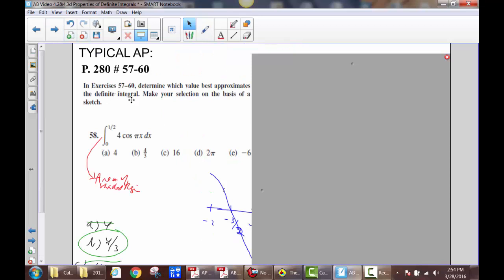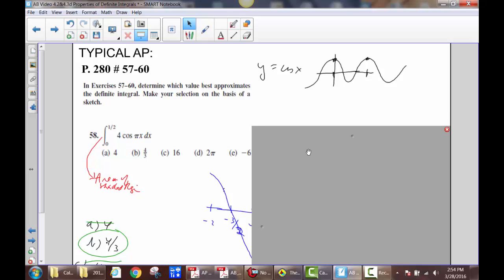Okay, this is a typical AP question. Determine which value best approximates the definite integral. Make your selection on the basis of a sketch. Now, the point is, even without a calculator, you could figure out what this is exactly equal to, but that's not the question. They want to know what it approximates to. In the real deal, they won't give you the function. They'll just give you a picture of the function, okay?